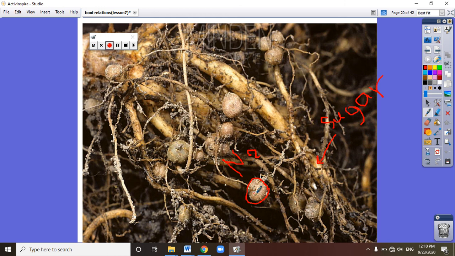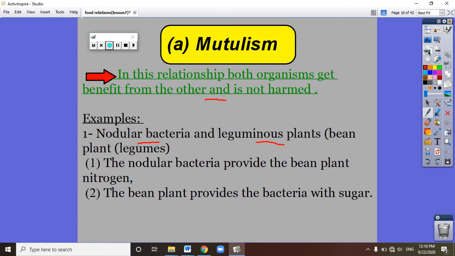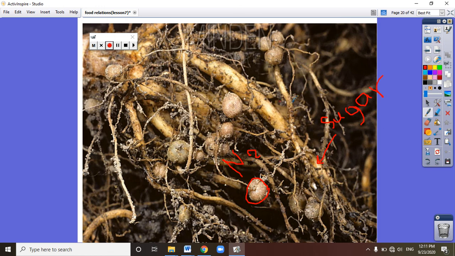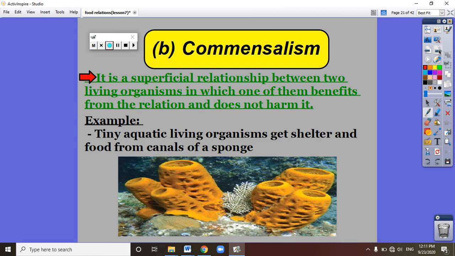One more time, what is the mutualism food relationship? It's the food relationship in which both living organisms benefit from each other. The example is the relationship between nodular bacteria and leguminous plant. The nodular bacteria provide the bean plant with nitrogen, and the bean plant uses it for photosynthesis to produce sugar, and gives the sugar to the nodular bacteria. So we finished the mutualism food relationship.